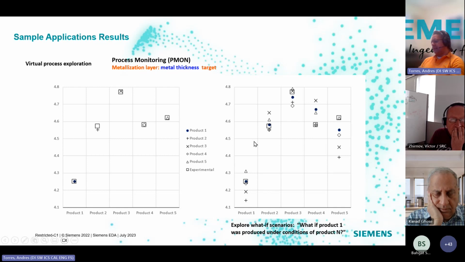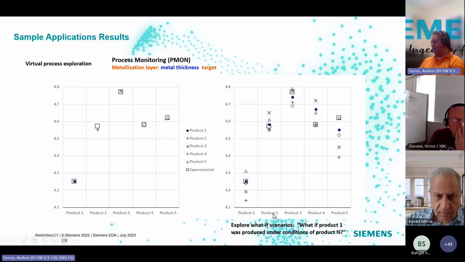So we can start making examples that say, well, what would happen if we try to create, for example, in this case, it's a circle, so that was product one. If we were using the process conditions under which product one was manufactured, how would other products respond? And that's why there are the different markers. That's how all of the different products respond.